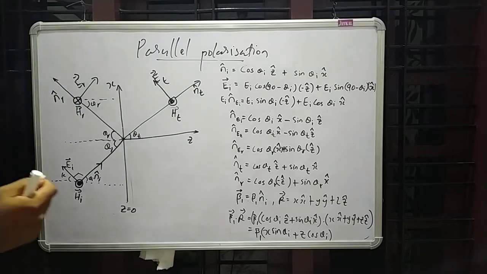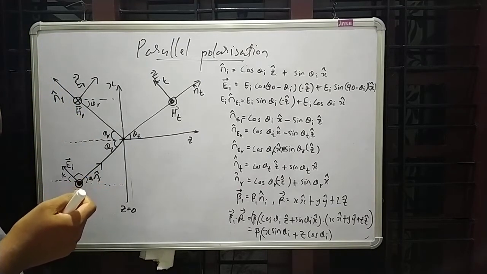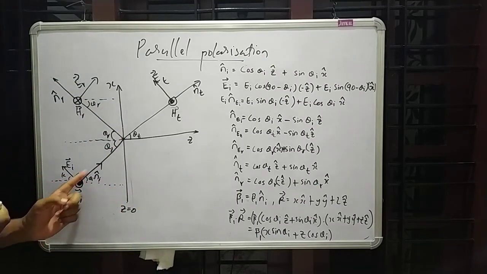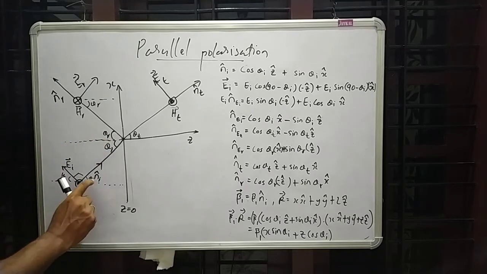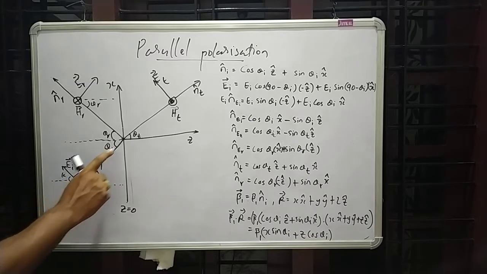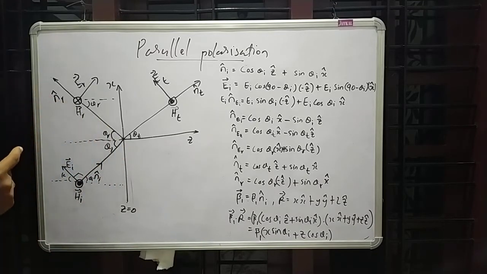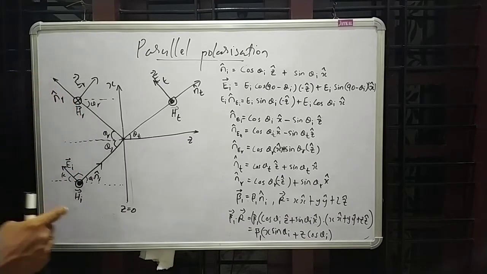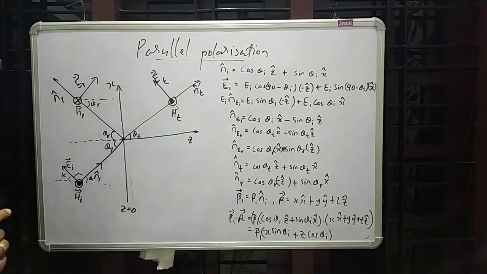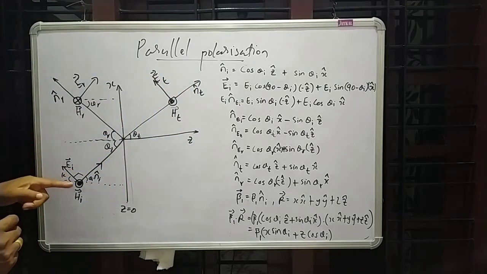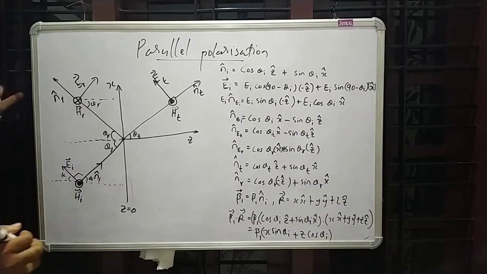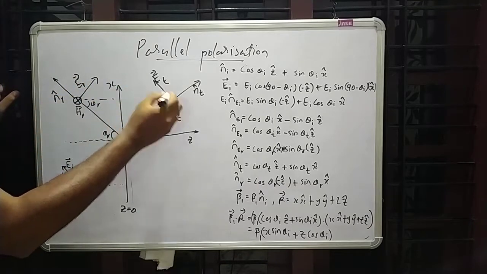To start this derivation, this is the incident wave. The direction of propagation I have represented here as Ni, that is the unit vector in the direction of propagation, and Nr is the unit vector of direction of propagation of the reflected wave, and Nt is the direction of propagation of the transmitted wave. And here the direction of the magnetic field is out of the plane, here it's into the plane, here it's out of the plane.